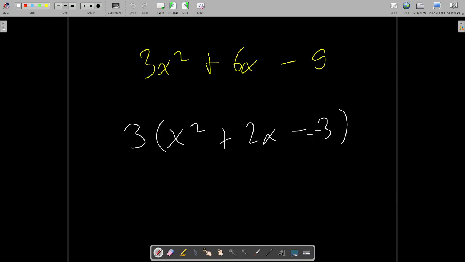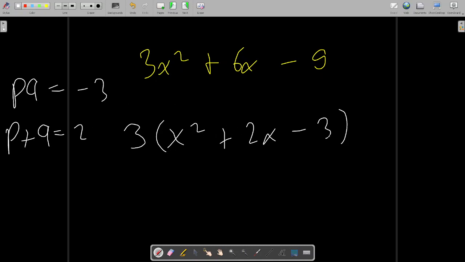Now, x squared plus 2x minus 3. Alright, let's find those two values, p and q, that when multiplied equal negative 3, and when added equal 2, which is b right here. For a second, just ignore the 3 right here. Just ignore it, alright? So what are the two values?